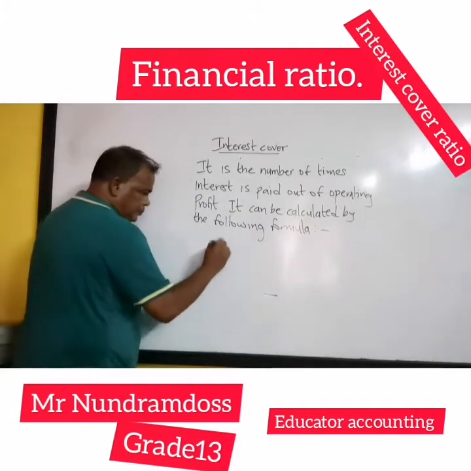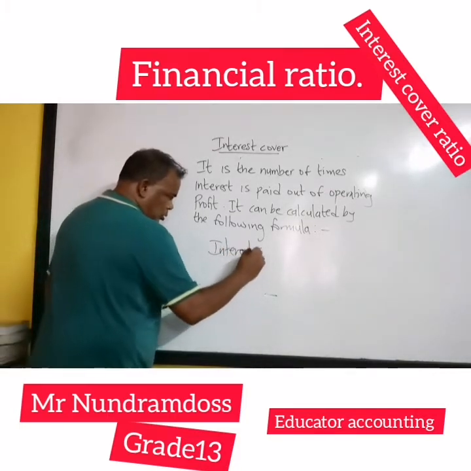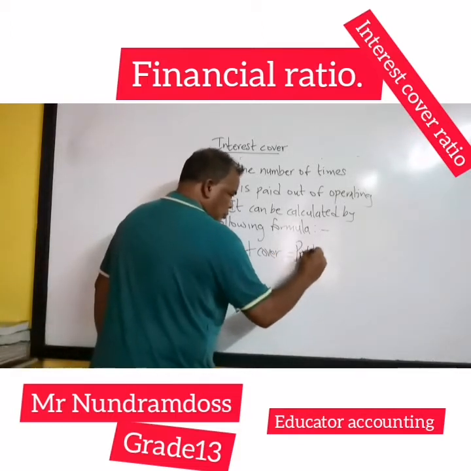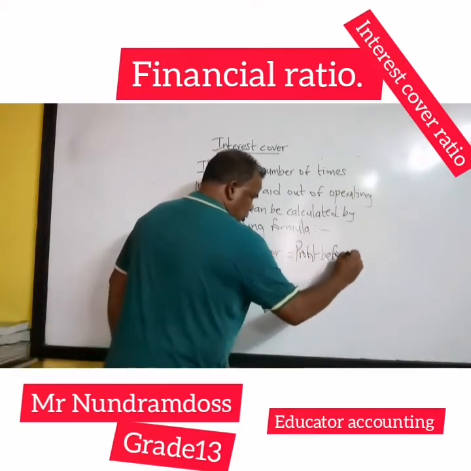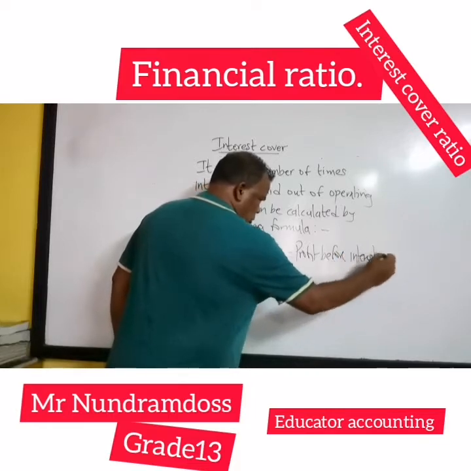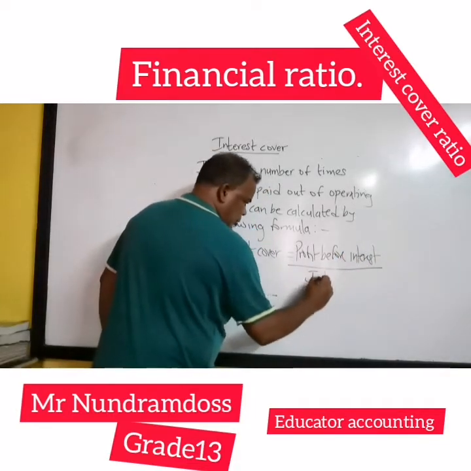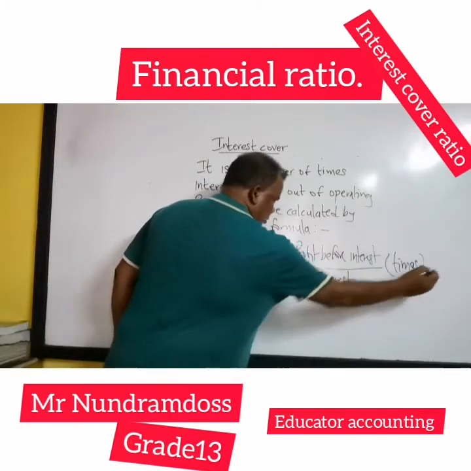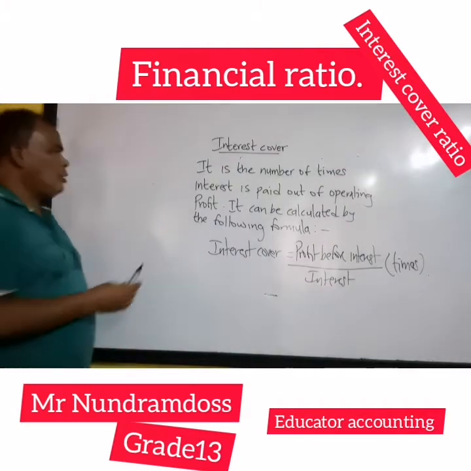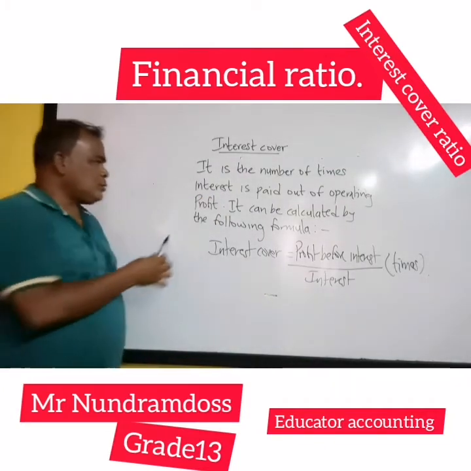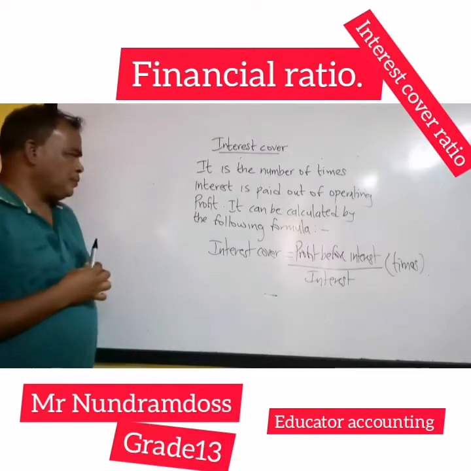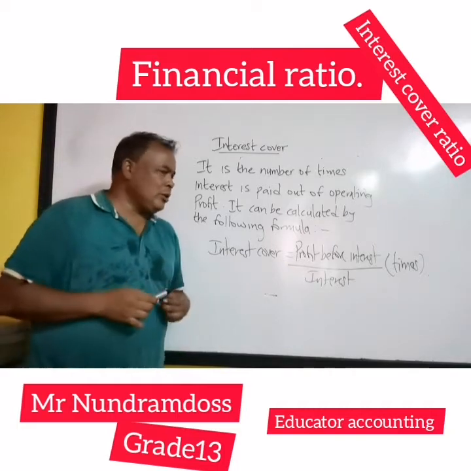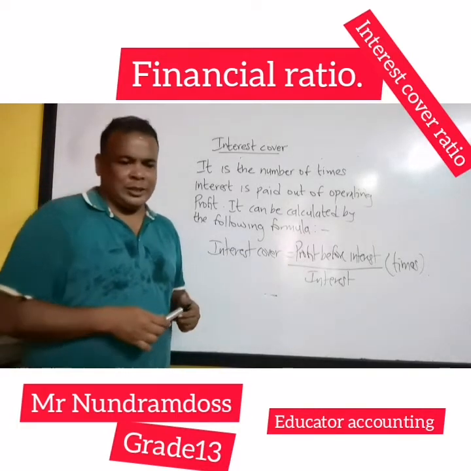Interest cover is equal to profit before interest over interest. The answer should always be in terms of times. So, interest cover is the number of times interest is paid out of operating profit. It can be calculated by the following formula: interest cover is equal to profit before interest over interest.